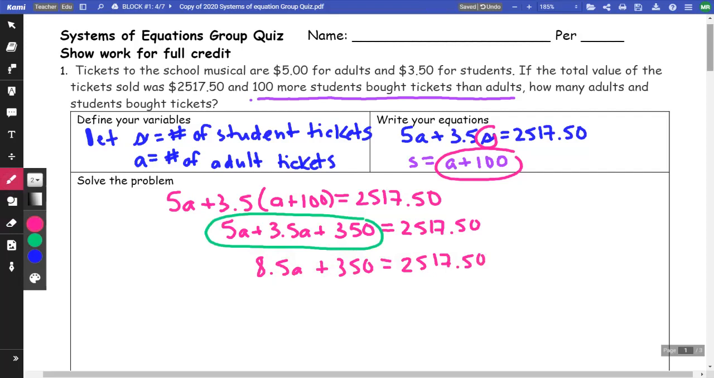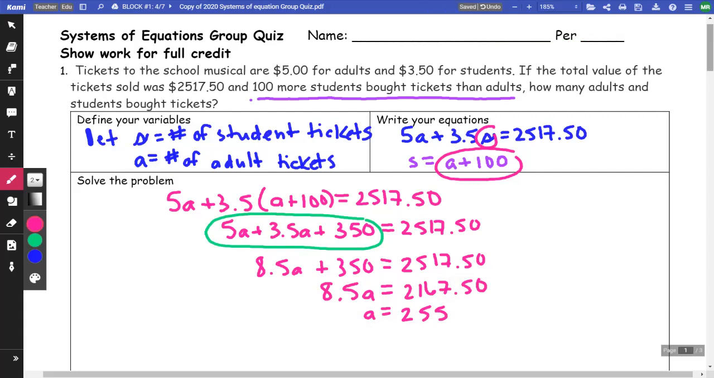And then I am going to minus 350 from both sides. So I'm going to get 8.5A is equal to, let's see, 2517.50 minus 350. I got 2,167.50. I'm going to divide both sides by 8.5. And I actually got a nice number, 255, which I better because I should have whole people.